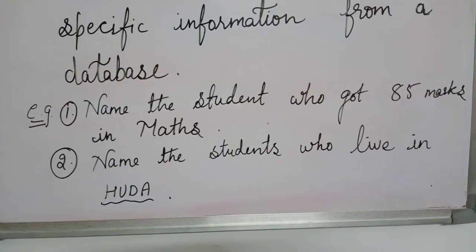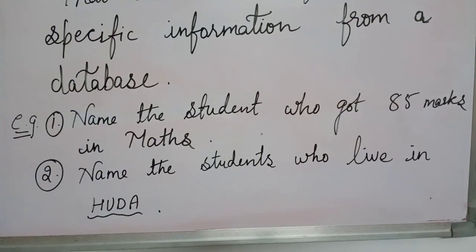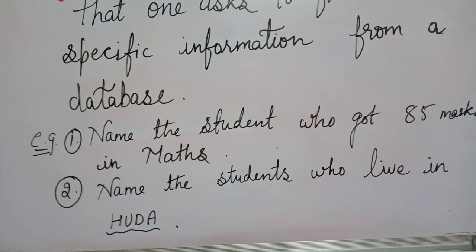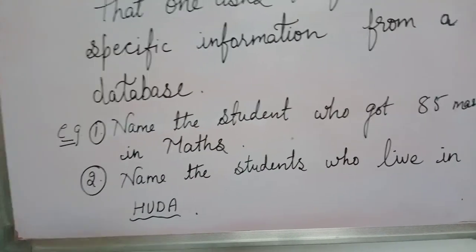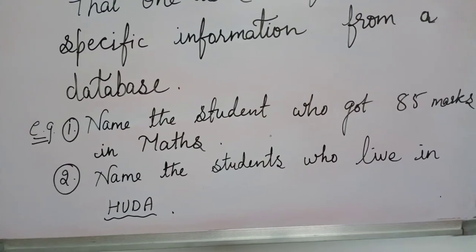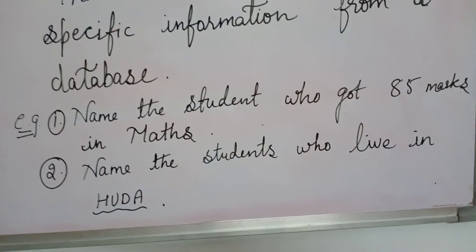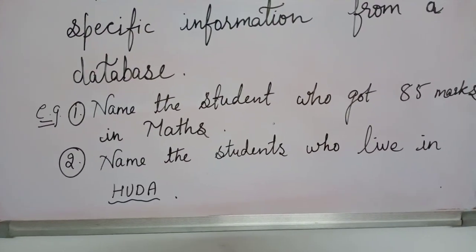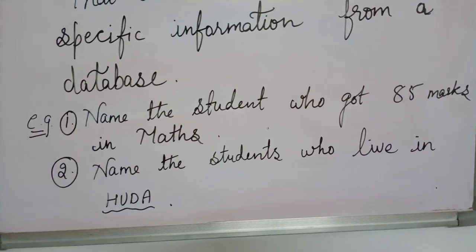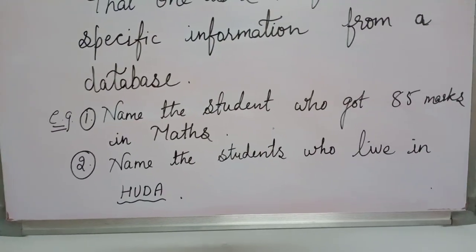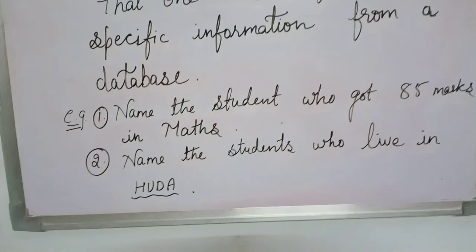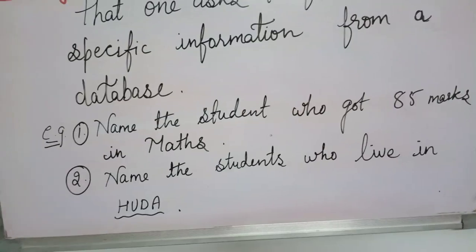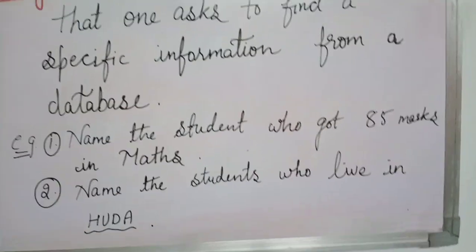Similarly, next query is we want the names of the students who live in Hudda. The children who live in Hudda, we want only those children's names. Then it will find from the address section, it will pick the records of only those students who are living in Hudda, and from those records it will take out only the name column, and after that it will give you the output. So this is the query. In general, query is just a question which we ask to the database and it gives us the answer.